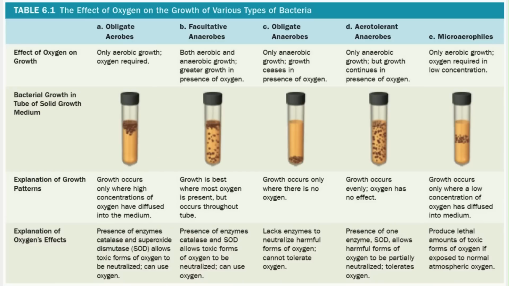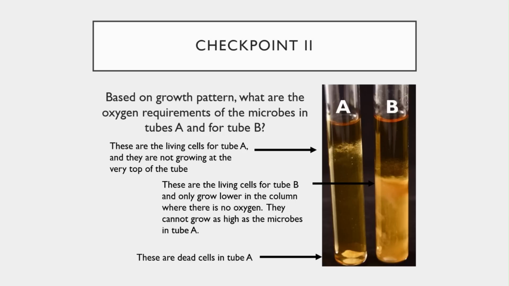It's best to look at tubes fresh. This is an example of that exact problem, but we'll get into it here. So this is checkpoint 2. Based on the growth pattern, what are the oxygen requirements of the microbes in tubes A and B? So I want you to give me the category they are.